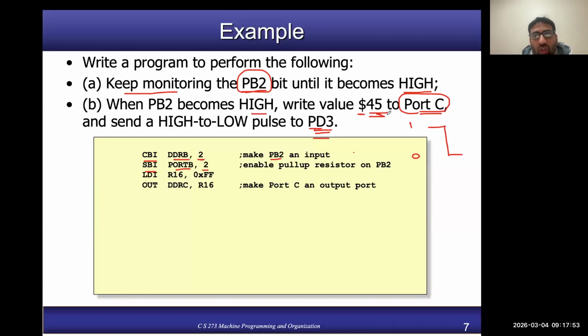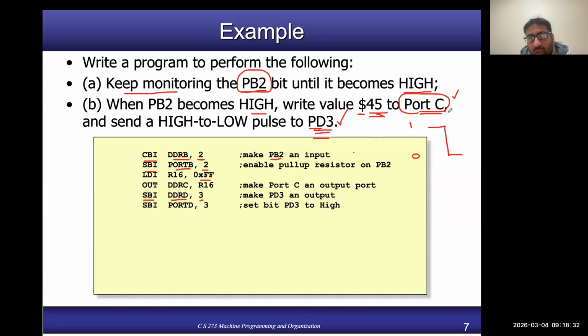The next thing is that we need to make the port C an output port, right? So for that, we are first loading 0xFF into R16, right? And then we are saying write R16 to DDRC. So all the pins of the port C will be configured in the output mode. Okay. So another thing we need to do is configure PD3 in the output mode, only the pin 3 on the port D, right? So for that, once again, we are using the SBI instruction, set the IO bit at the index 3 of the DDRD register, right?